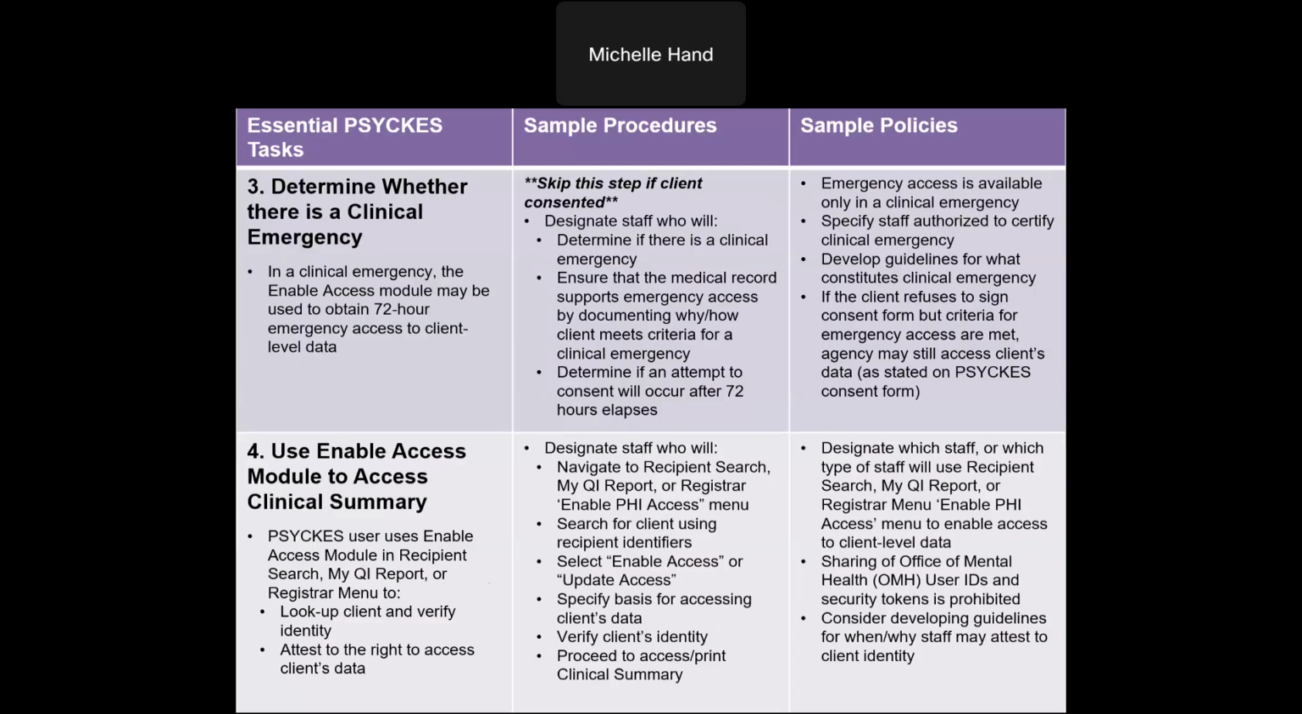So some policies for this would be to designate which staff would use one of the screens in PSYCKES to enable access to client level data. Another policy is you cannot share Office of Mental Health OMH user IDs and security tokens. That's prohibited. And then consider developing guidelines for when and why staff may attest to client identity.